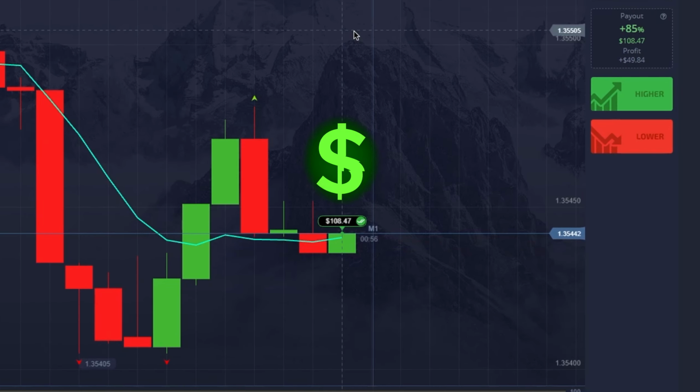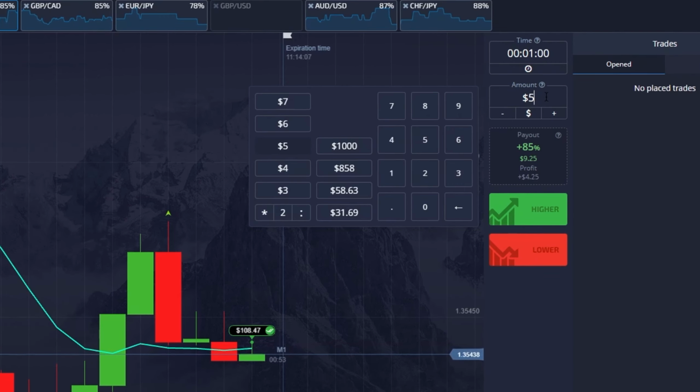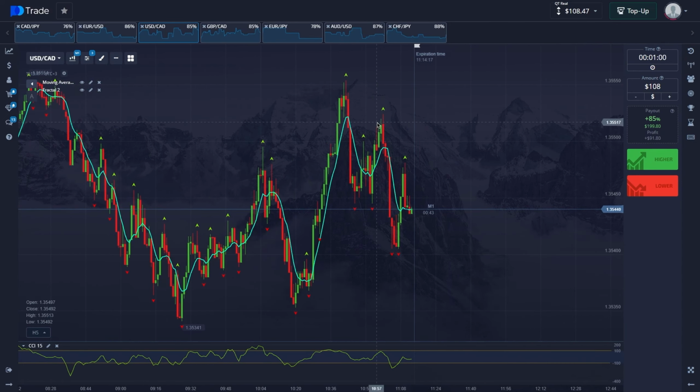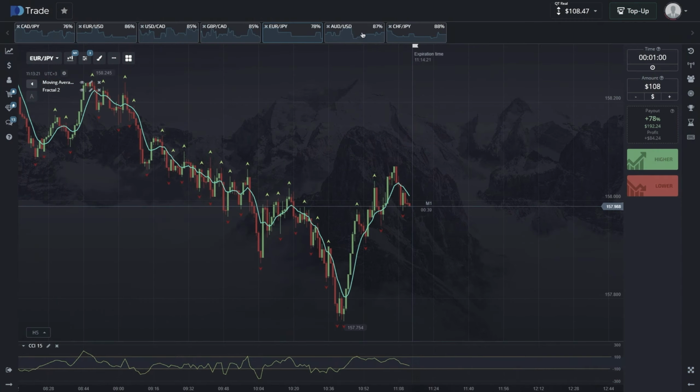And our second trade also closes in profit. Two trades opened on the same principle, and both brought solid results. We'll now adjust the trade amount and continue trading. Let's move on and choose the next currency.